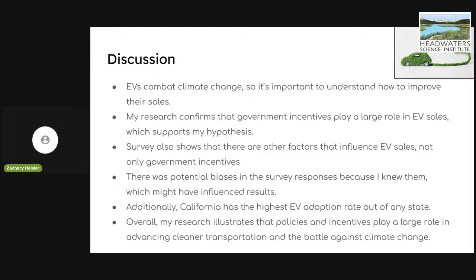But my findings really do show how effective incentives are in increasing EV adoption. Overall, this research highlights the importance that targeted policies and incentives have in promoting cleaner transportation and advancing climate change mitigation efforts.